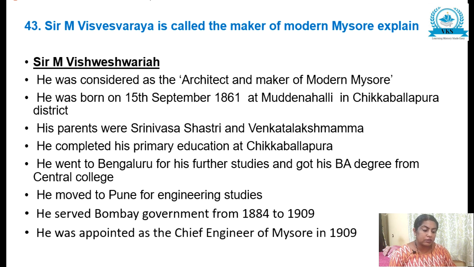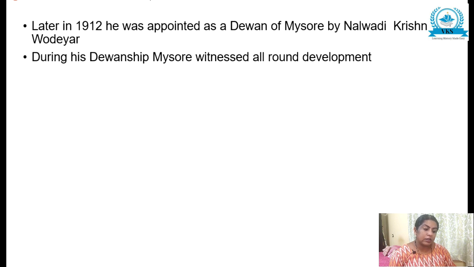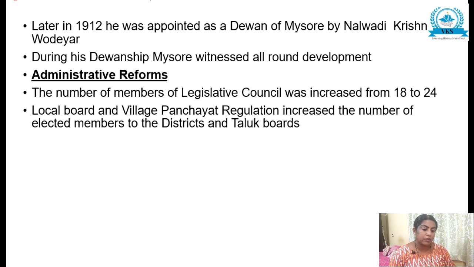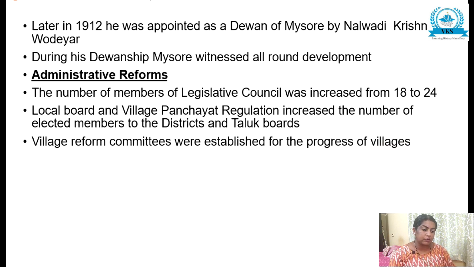He was appointed as the chief engineer of Mysore in 1909. Later, in 1912, he was appointed as the Diwan of Mysore by Nalwadi Krishnaraj Vodeyar. During his Diwanship, Mysore witnessed all-round development. Now first, administrative reforms. The number of members of Legislative Council was increased from 18 to 24. Local board and village panchayat regulation increased the number of elected members to the districts and taluk boards.